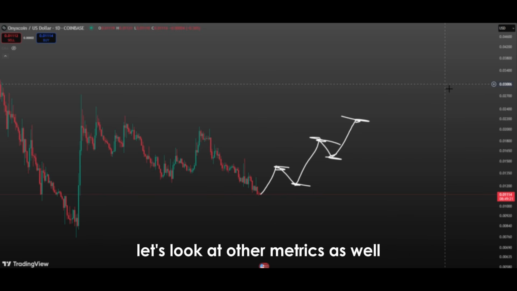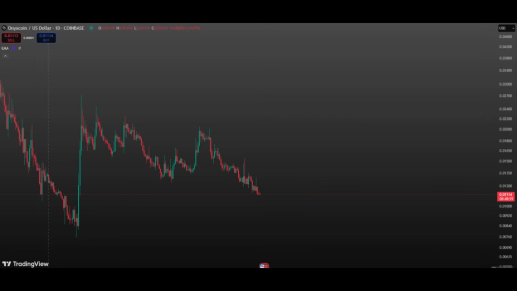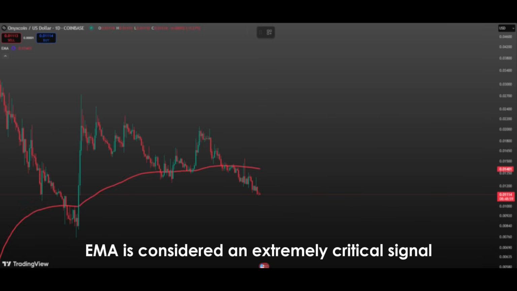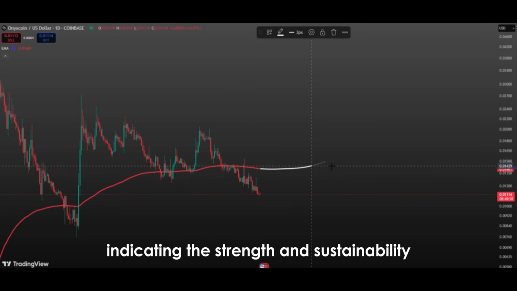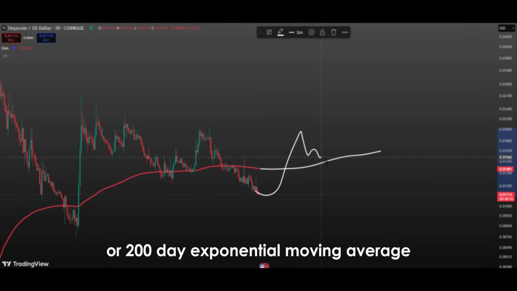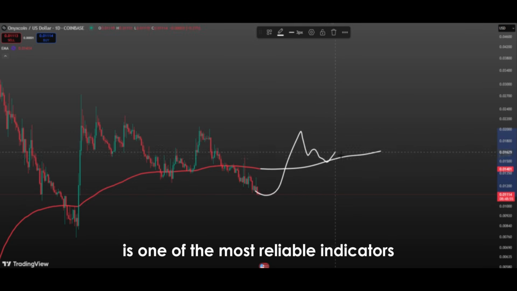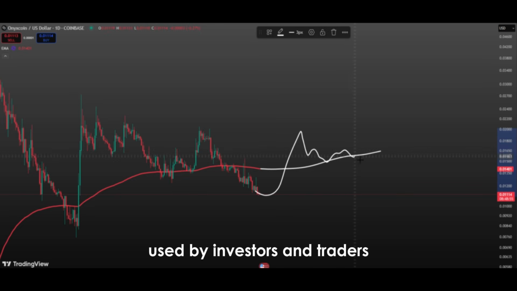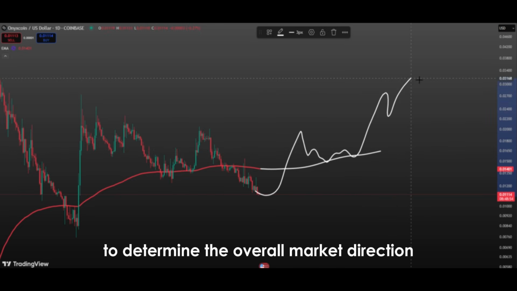Let's look at other metrics as well. Keep watching. The price moving back above the 200 EMA is considered an extremely critical signal in technical analysis, indicating the strength and sustainability of a long-term trend. The 200 EMA, or 200-day exponential moving average, is one of the most reliable indicators used by investors and traders to determine the overall market direction.